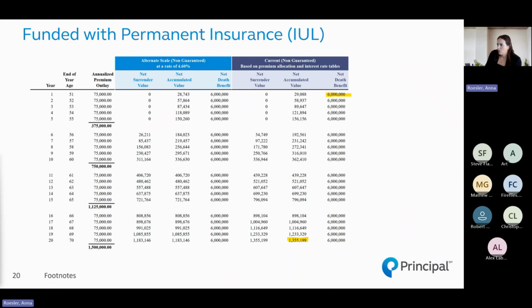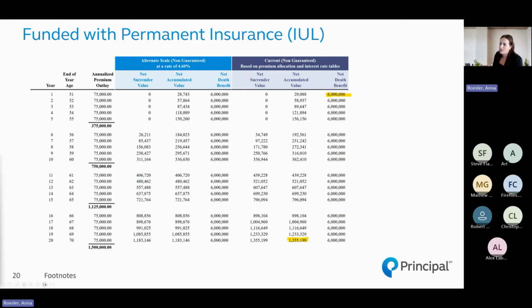By using the IUL, we're able to see that there's this accumulated value. So by doing this, after year 10, they have access to $362,410 that could be used for distributions. After year 15, that's almost $800,000. And in year 20, that's $1.3 million. So this will continue to grow as the policy goes on. This snippet is up until the retirement or they might exit the business. So by having that 1.3 million available, that could be used to fund the buyout or for other business needs.